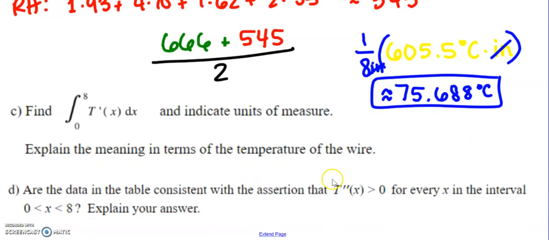Great. These last two don't have to do with the trapezoid rule, but I'm going to leave them up here if you would like to try them. So find the integral from 0 to 8 of t prime. So think about using the fundamental theorem of calculus, part 1. Explain the meaning in terms of the temperature of the wire. And then part D, are the data in the table consistent with the assertion that the second derivative is positive?